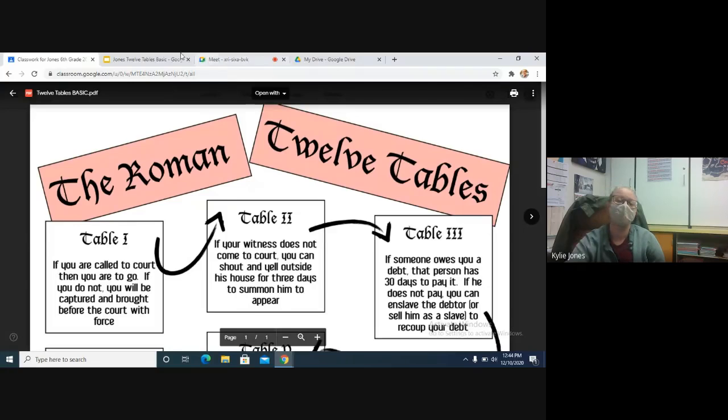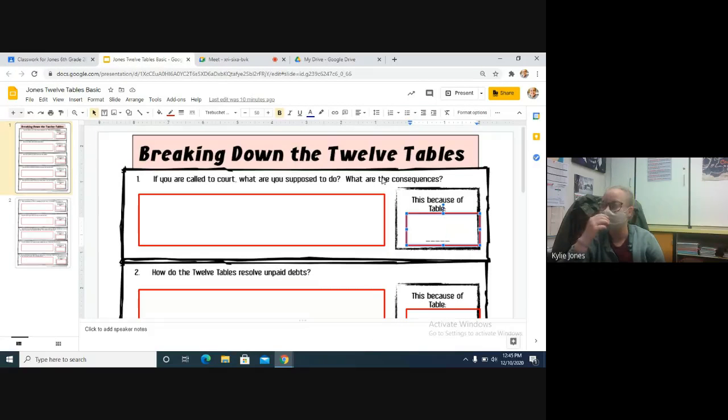So let's go ahead and head over here. I think the stupidest one is like if you don't fix your road, then other people can put your animal on. Yeah, I don't know.